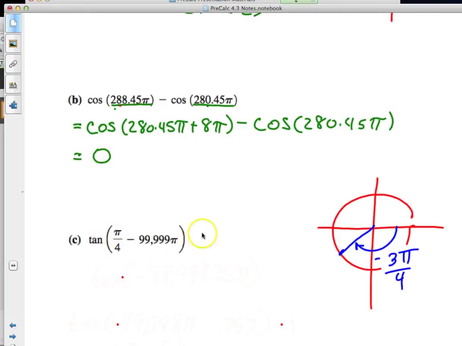Now, let's look at this one. I have an odd number of rotations.